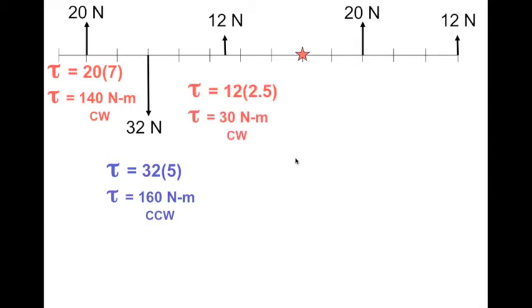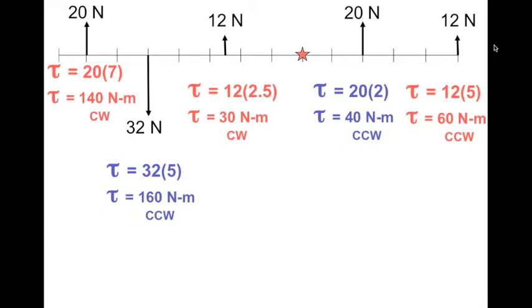Next is 12, and it's 2.5 meters from the pivot point, so that's 30 Newton meters, and that's clockwise. Next one, it's 20, and it's 2 meters away. And that goes around the pivot point this way. You just make the arrow start going around the star. Counterclockwise, 40. And this one, 12 times 5, and also counterclockwise.